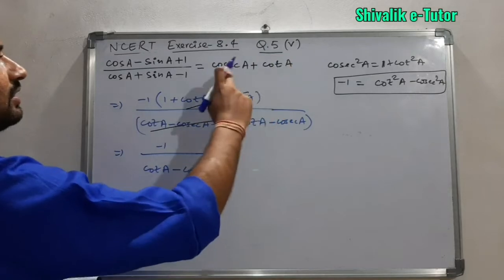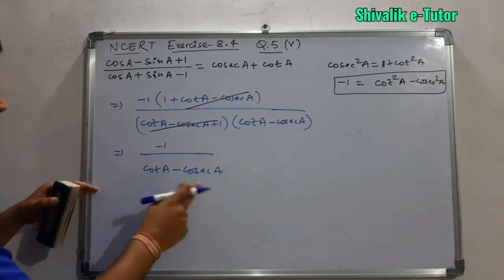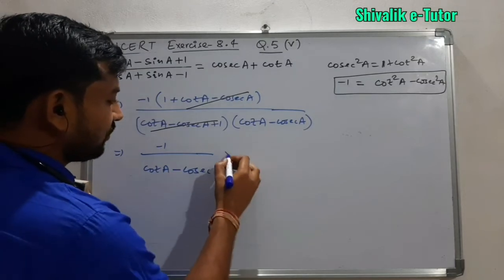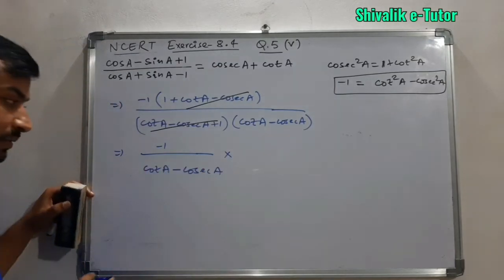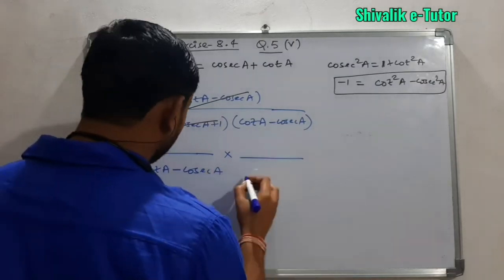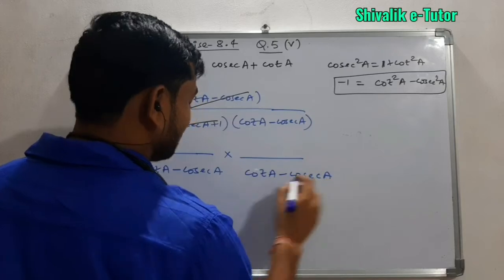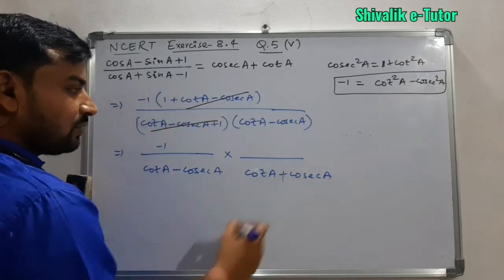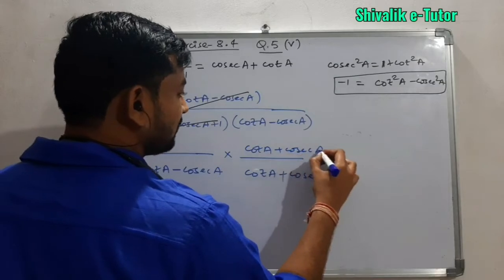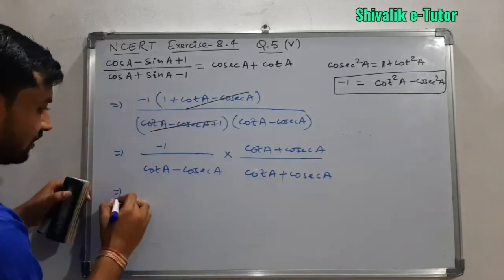Now, here in the RHS we have to write cosec A plus cot A, so that is the conjugate of this. To solve these kinds of questions, this situation we have to handle by writing the conjugate of this. So here we will be multiplying with cot A minus cosec A. It was minus, so conjugate will be plus. So we will take cot A plus cosec A, which is the result we want to prove, in the numerator. Now look at the denominator.